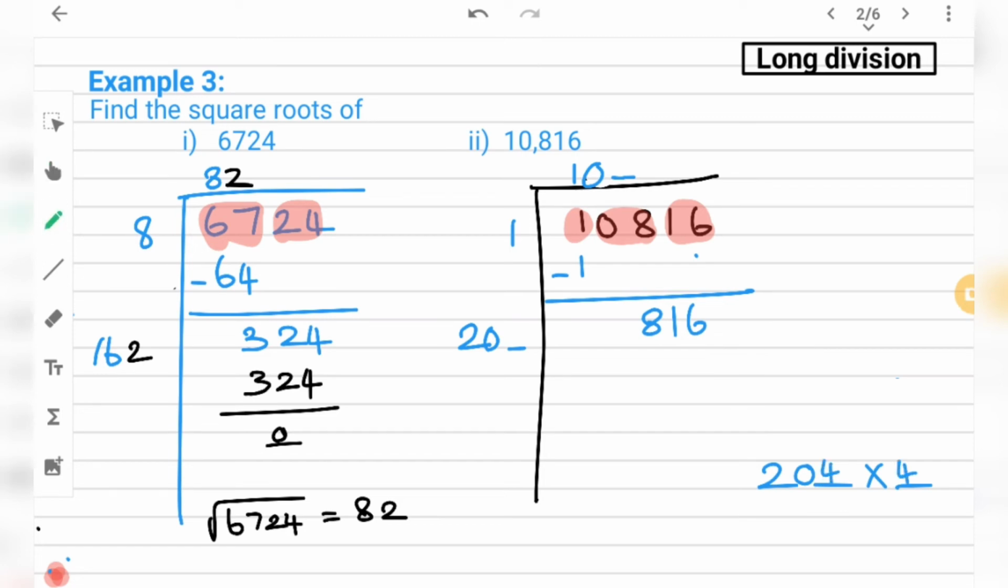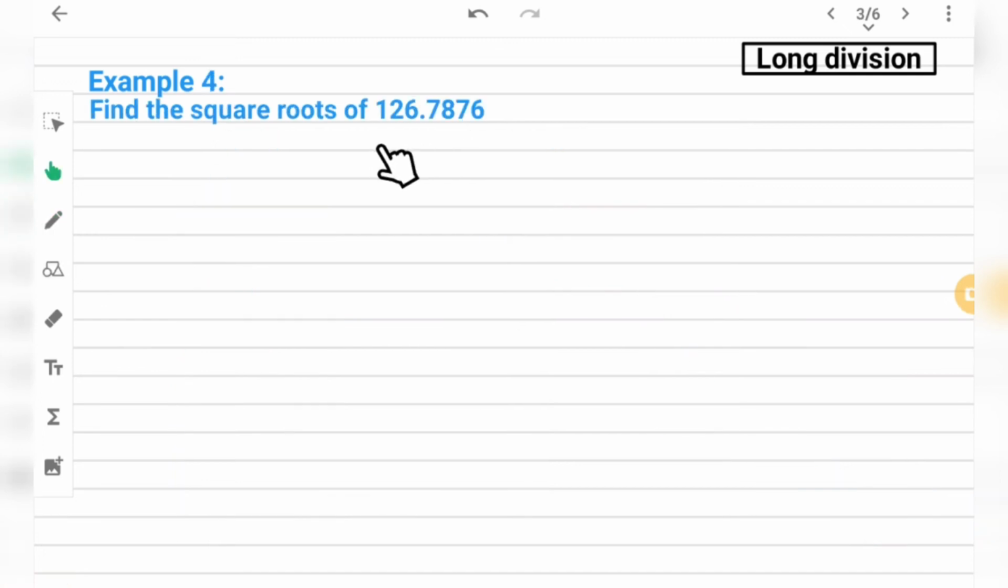4 fours are 16, balance 1. 4 zeros are 0, then 1. 4 twos are 8. Yeah, so here 4 and here also 4. You will get 816.